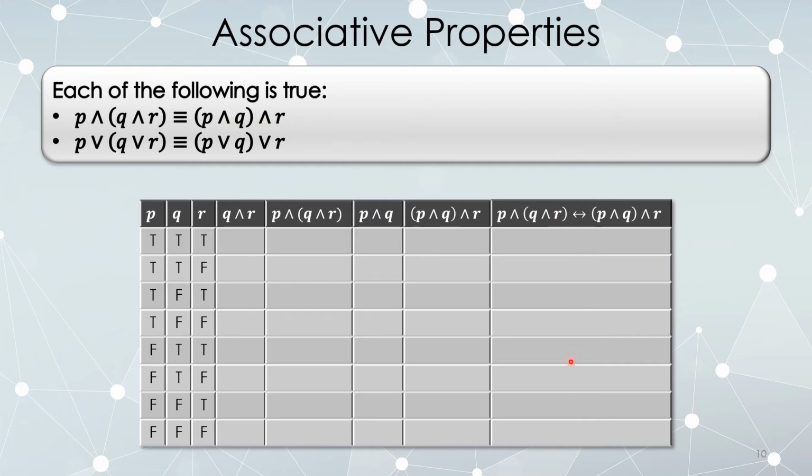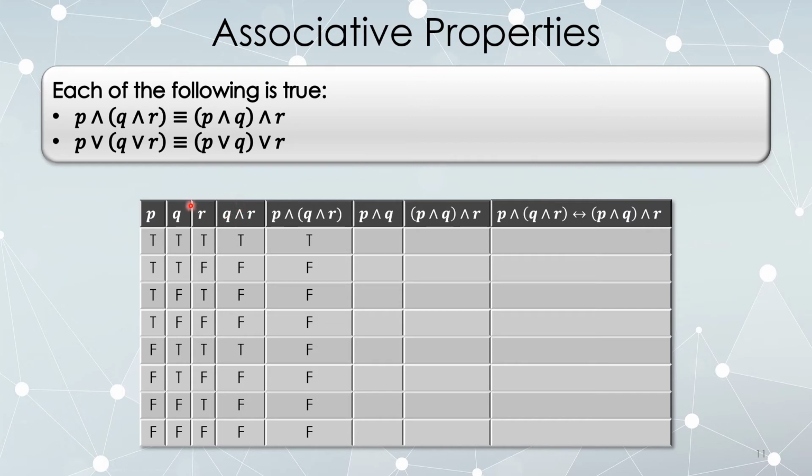We want this to all be trues. Before I can build up this statement, I need this as a column, and P and Q and R. So I'm going to need to build up P and Q and R, but before I can do that, I need P and Q. I also need P and Q and R, but before I can do that, I need Q and R. All right, so let's start filling in the truth table.